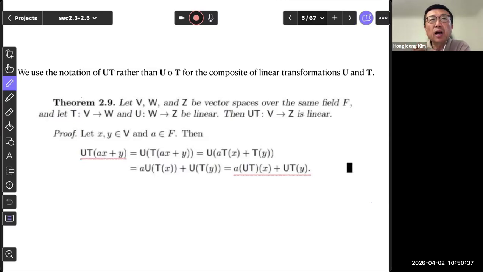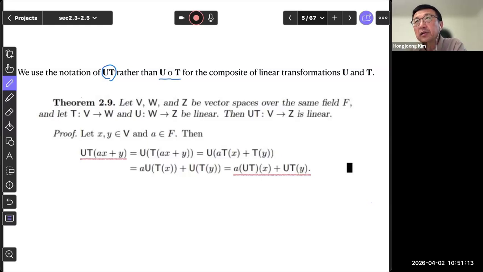And in our linear algebra class, when U and T are linear transformations, then instead of using this U circle T, we simply use UT to describe the composite function. So even though U and T are the names of the functions, we just use UT without any other symbol in between to represent the composite.